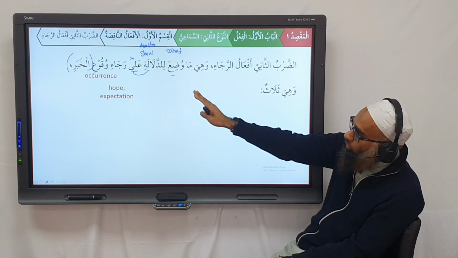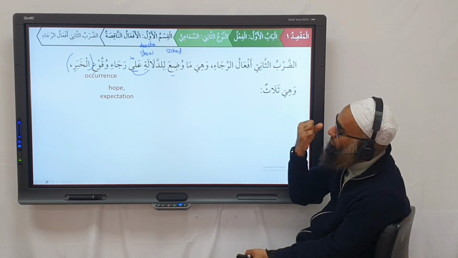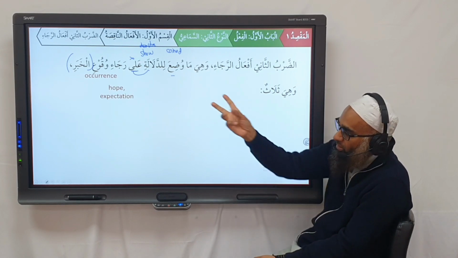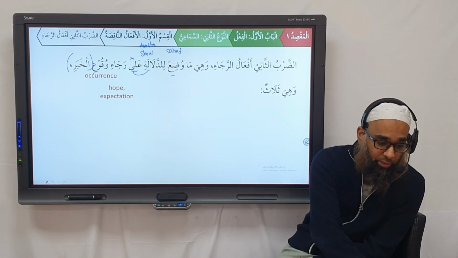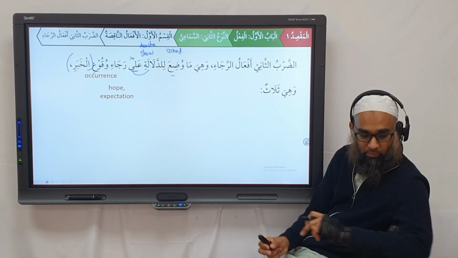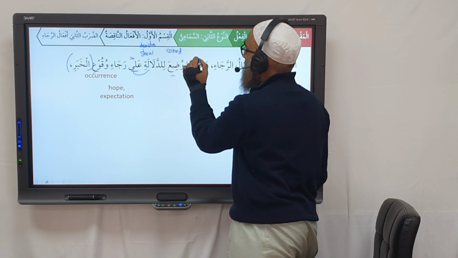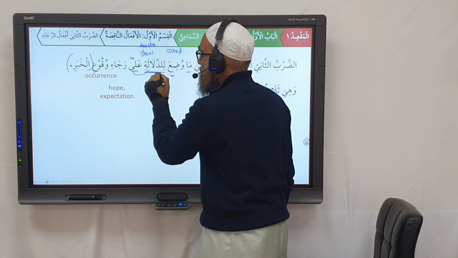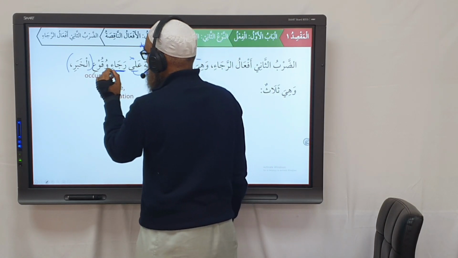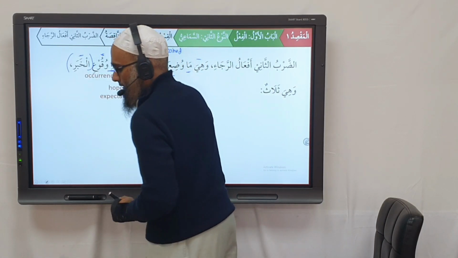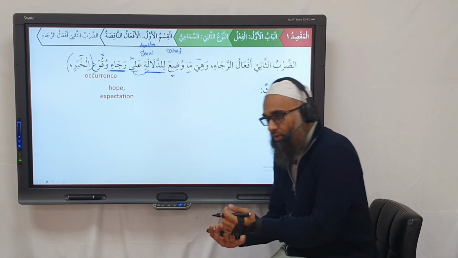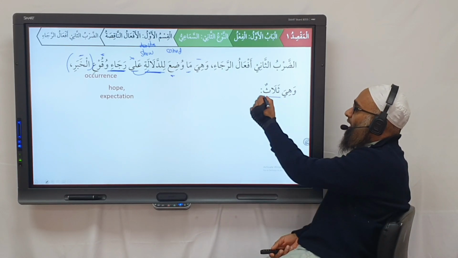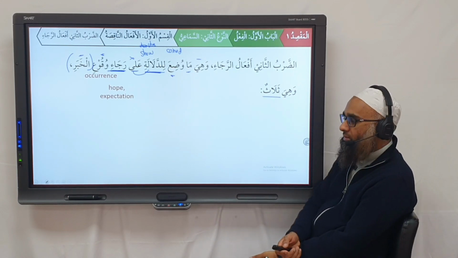So the second type is af'alul raja, verbs of hope. And it is that which is coined to show or to denote the hope of the speaker for the khabar to occur. Are you following? So, وَهِيَ أَفْعَالُ الرَّجَاء are those which have been coined to denote, to show the hope or the expectation of the occurrence of the khabar. So these verbs are there to show that the mutakallim and the speaker wants the khabar to occur. وَهِيَ ثَلَاثٌ, and there are three types.